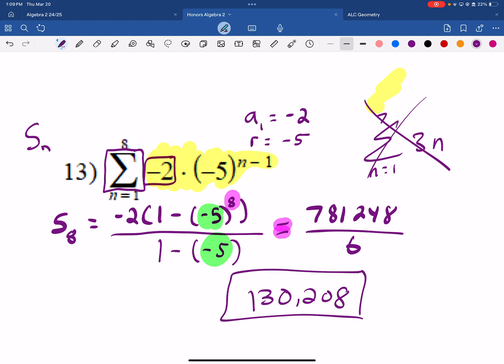Okay. So in a sense, you're given everything you need when it's in this summation notation. Your first value is going to be what's out front here. That's going to be your ratio. Your n value is going to be the top of that summation piece. Did everybody get 130,208? Yep. That did it?